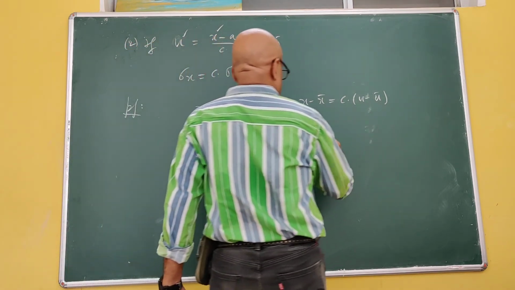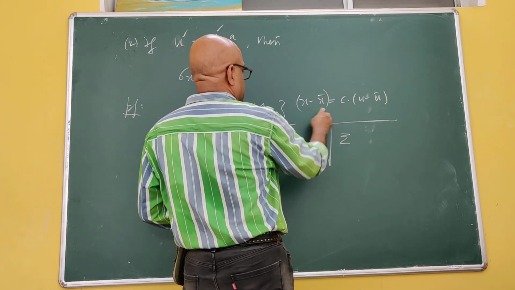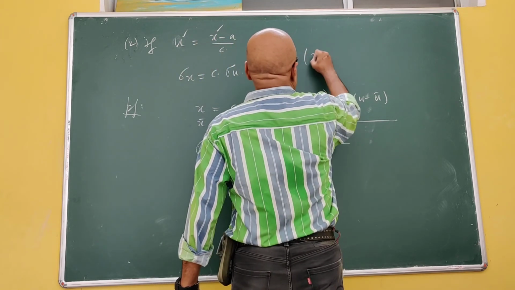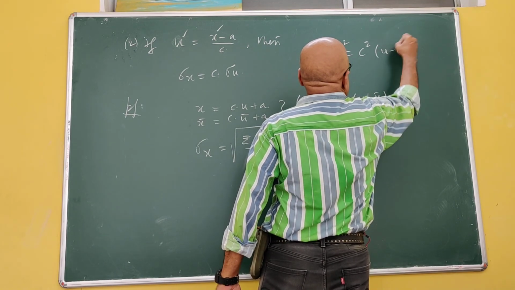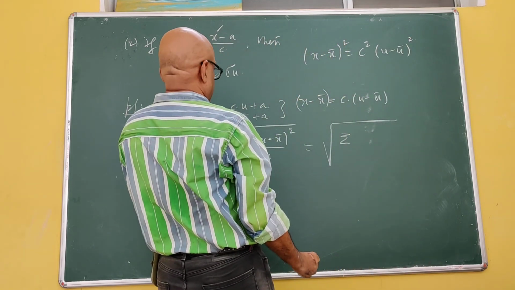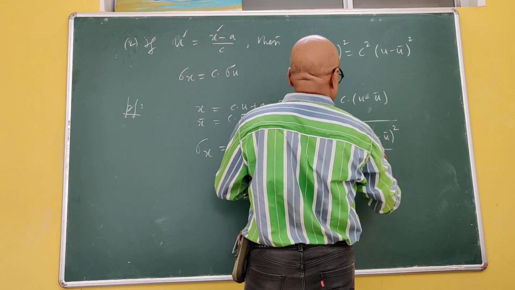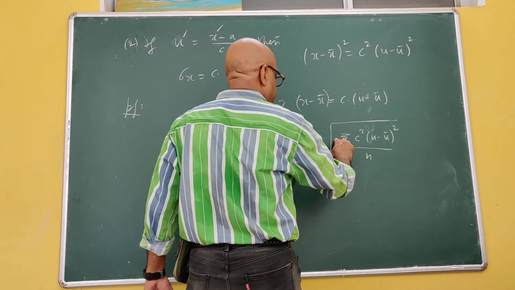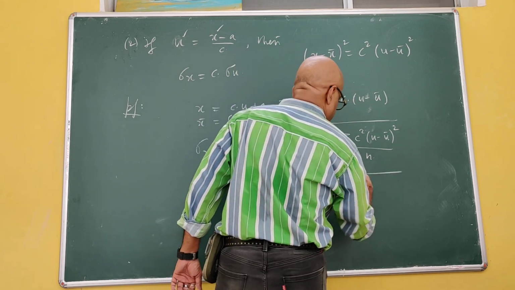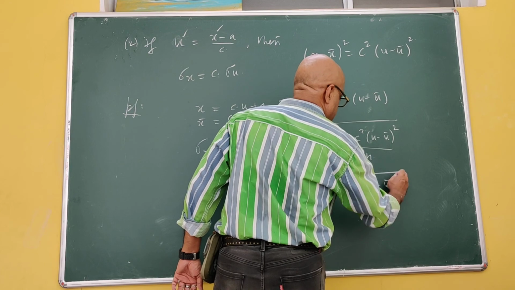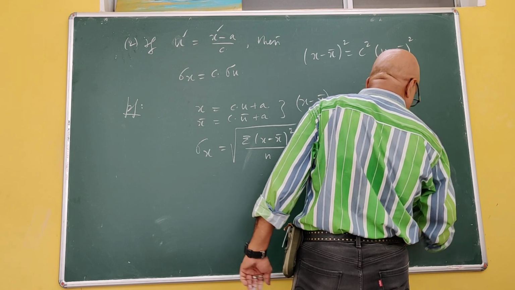So what you get here is square root of summation of x minus x bar square. So x minus x bar square will be c square times u minus u bar square. So substitute that, it becomes c square times u minus u bar square divided by n. And that c is a constant which can be brought out. When c square comes out, it becomes c, times square root of summation u minus u bar square divided by n. But this is sigma u, so this becomes c times sigma u, and that's the right hand side.